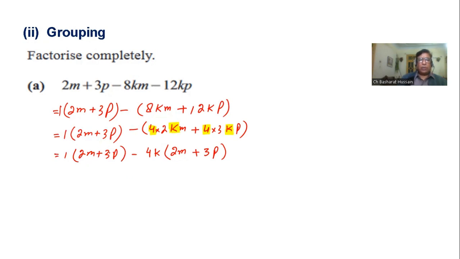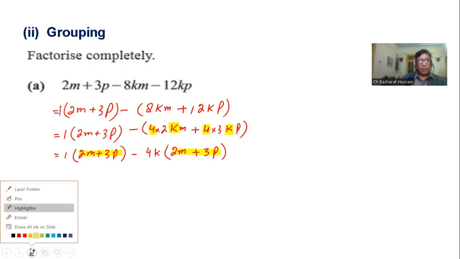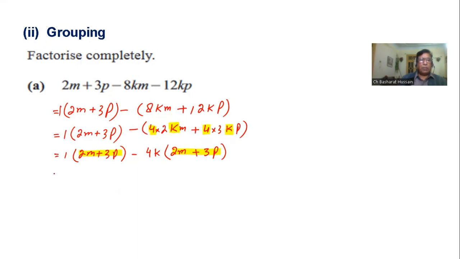Now look at these two, 2m plus 3p and 2m plus 3p. These two must be the same. If these are not the same, it means your factorization is not correct. So 2m plus 3p is now the common factor. And here what is left? 1. And here? 4k. So this is the factorization by grouping: we group the 4 terms in pairs and then take a common factor.